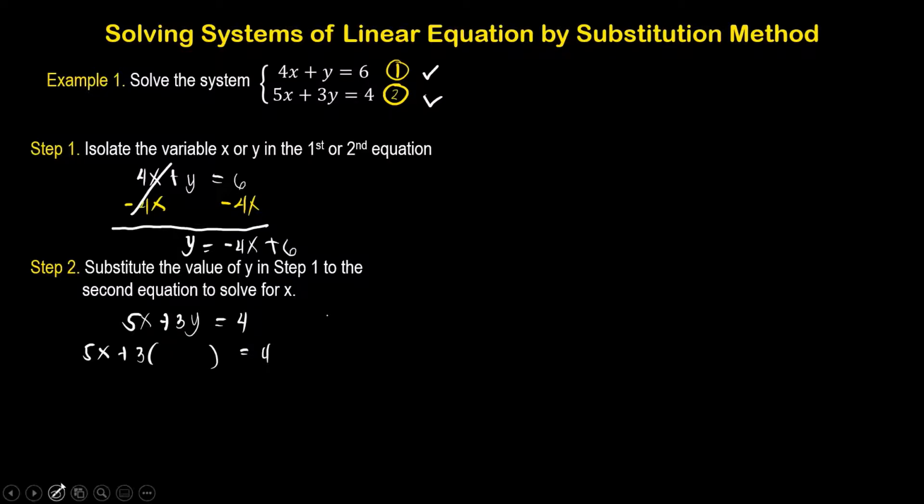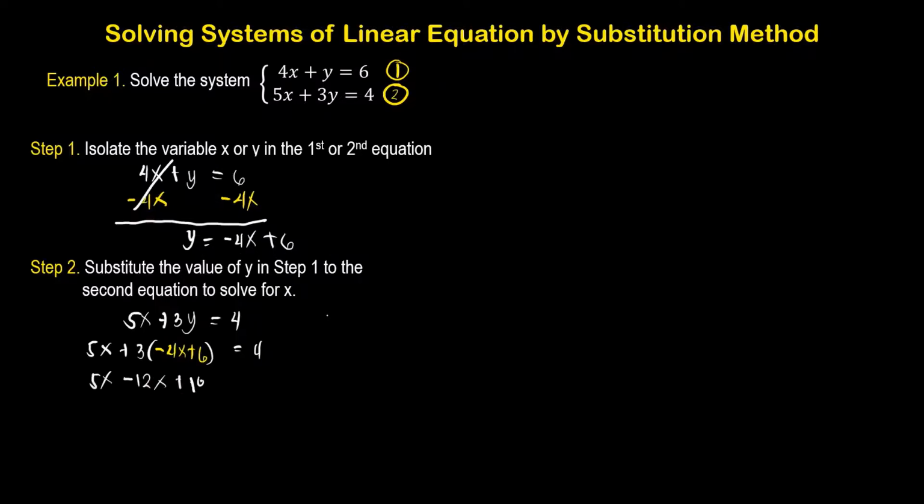So, let's use other color. So, we need to substitute the entire value of y here na nakuha natin sa ating step 1, which is negative 4x plus 6. Okay? So, ang gagawin lang natin dito is i-simplify natin to. So, that means we have here 5x. Then, of course, i-distribute natin to. So, 3 times negative 4x, this is equal to negative 12x. Then, we also have 3 times 6. So, this is equal to positive 18.